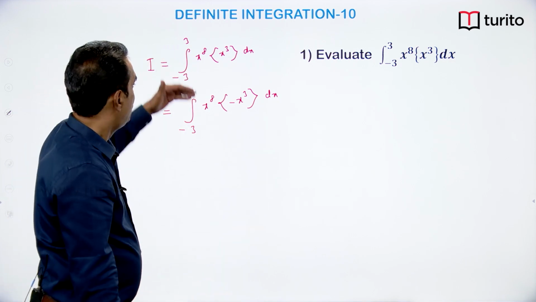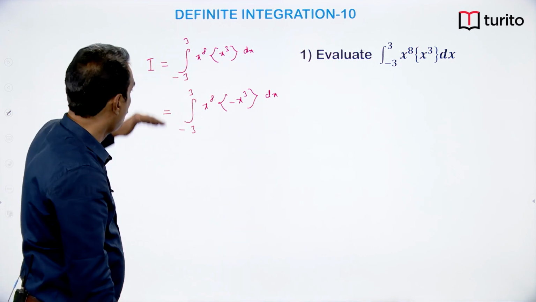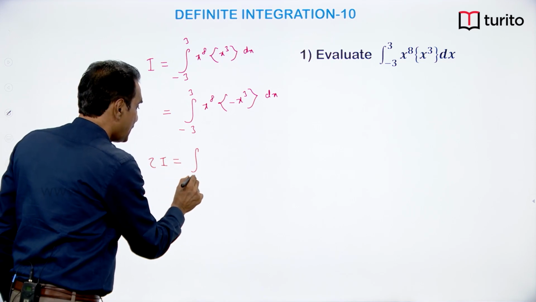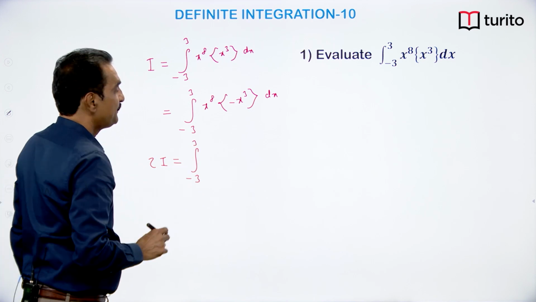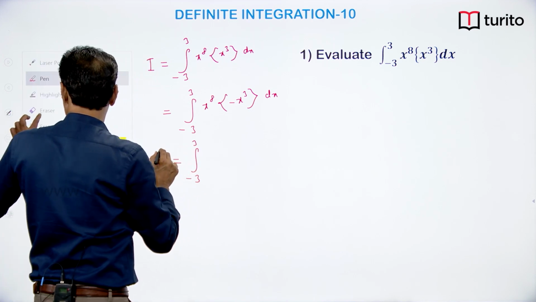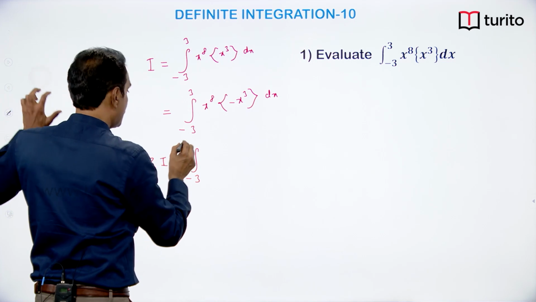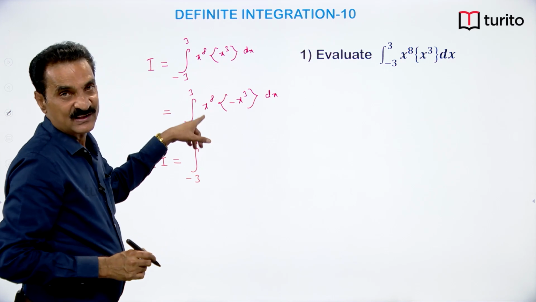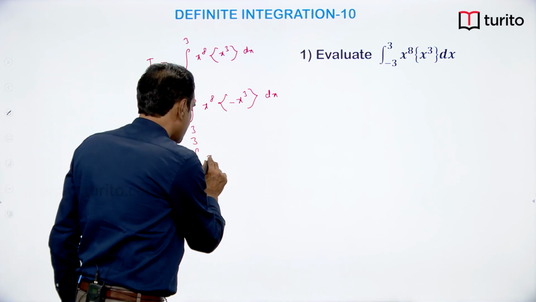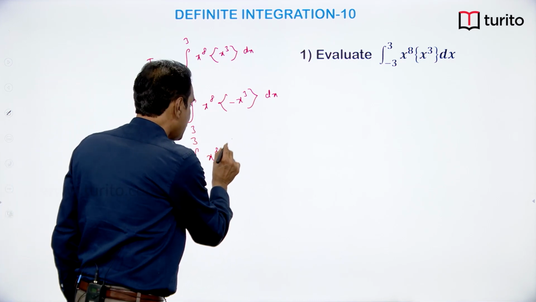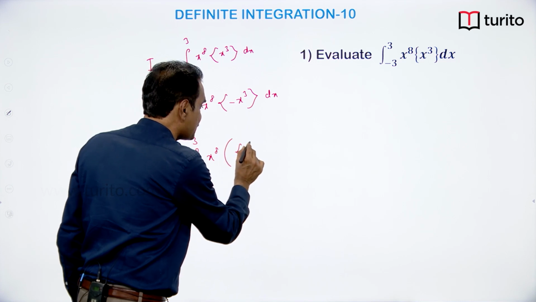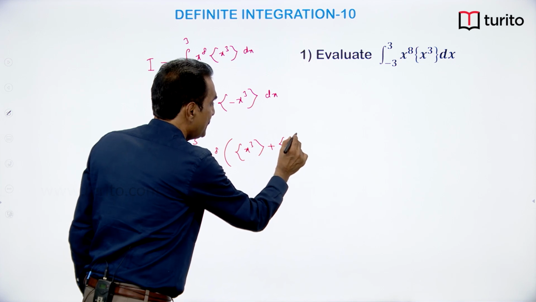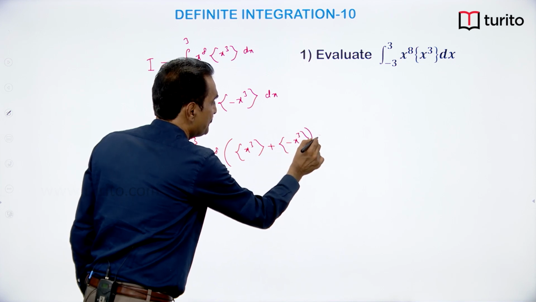Now, let us add these two integrals. 2I is equal to the integral from minus 3 to 3. Adding these two, x power 8 is common, x power 8 into the fractional part of x cube plus the fractional part of minus x cube.